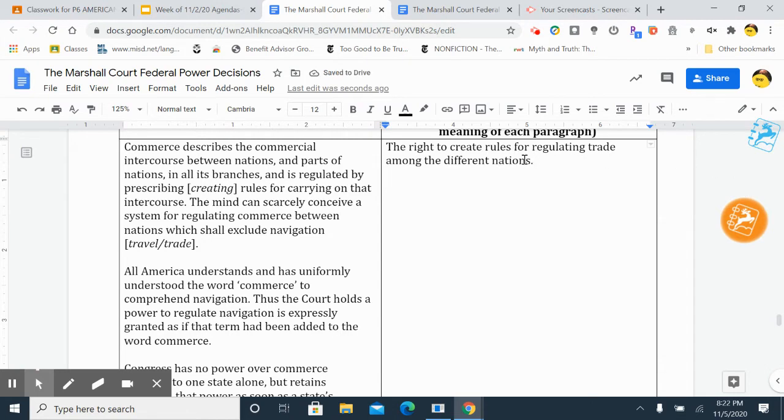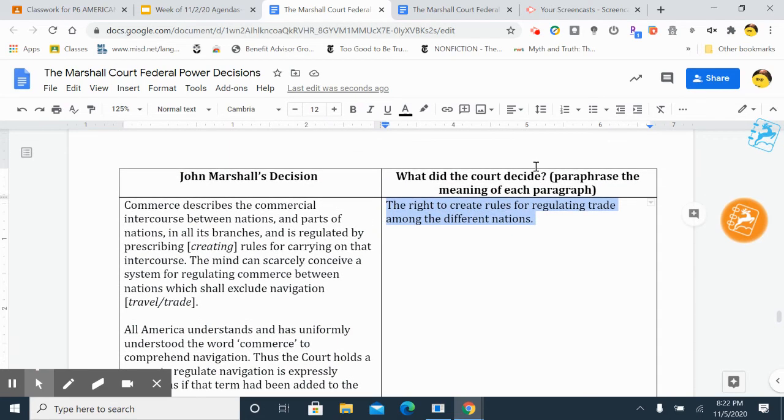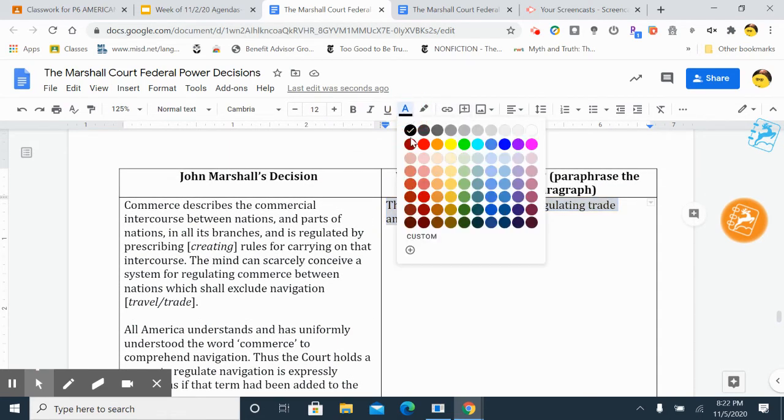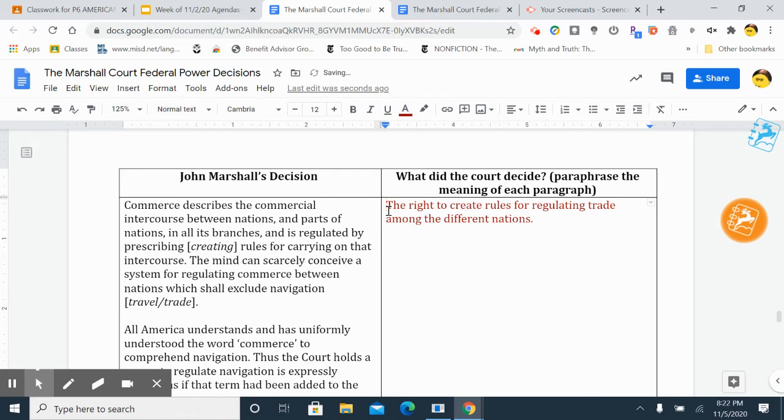Okay, that's what he's prescribing here. That's basically, you're going to paraphrase the meaning of each paragraph. That's what you're being instructed to do here, and that's kind of the paraphrase of the meaning of that paragraph, so to speak. Maybe what else could we talk about here?